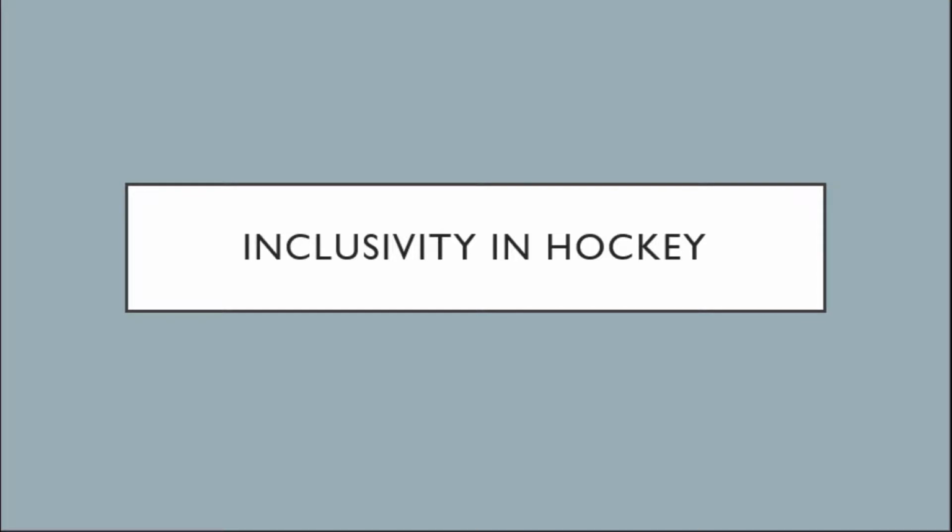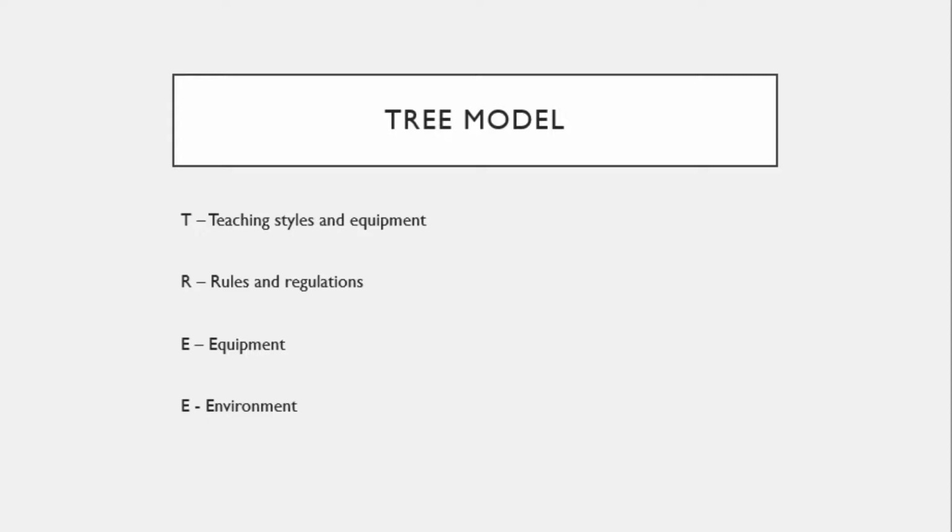And welcome to our video on inclusivity in hockey. In this video we will be showing you potential ways to make a lesson based around hockey more of an inclusive environment. The potential changes you can make are all based off the TREE model, which encompasses adaptations to teaching or coaching styles, rules and regulations, equipment and the environment.